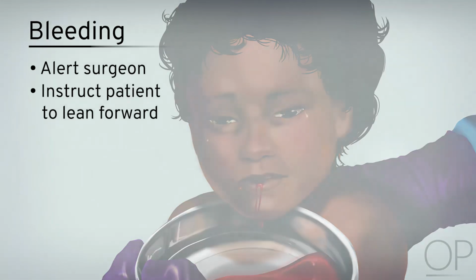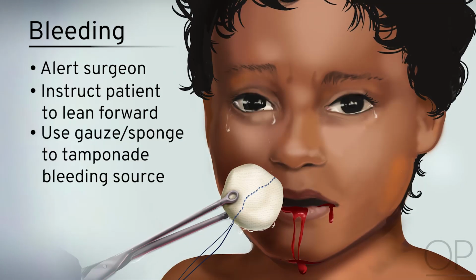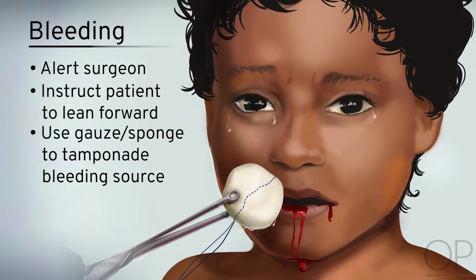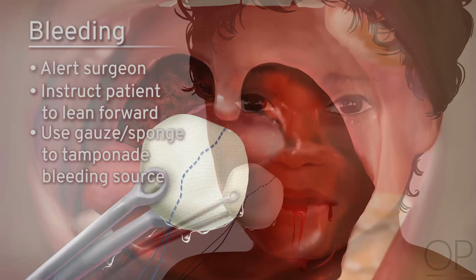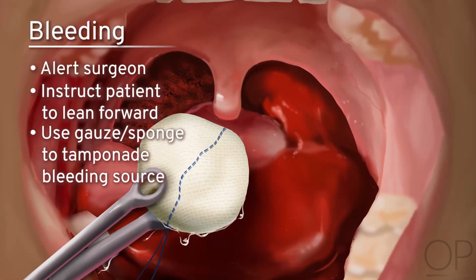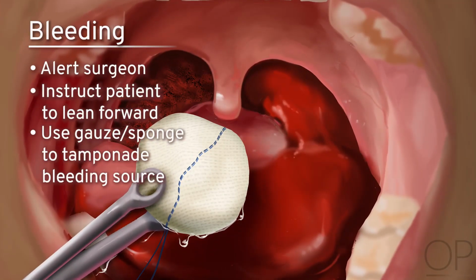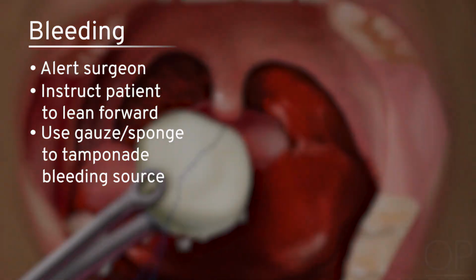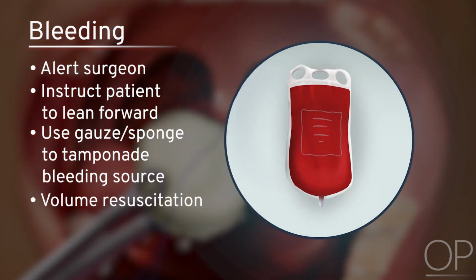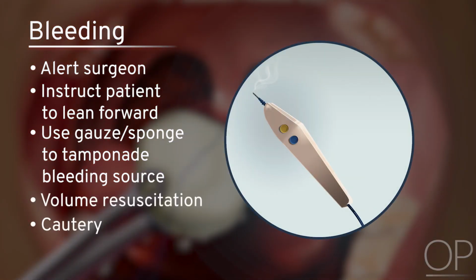In the case of brisk bleeding, gauze or a sponge on a long clamp can be used to temporarily tamponade the bleeding source while the patient is being intubated or taken into the operating room. Patients with significant bleeding may require volume resuscitation. Emergent cautery in the operating room may be necessary to control bleeding.